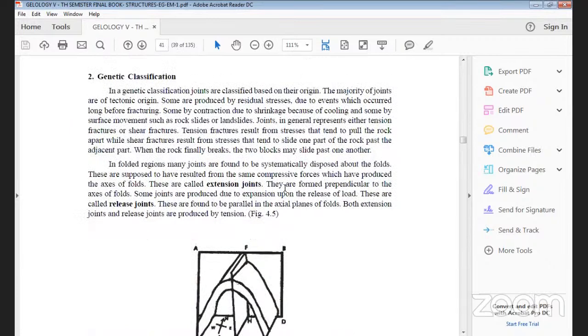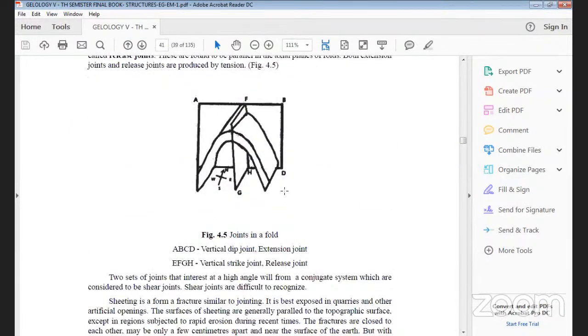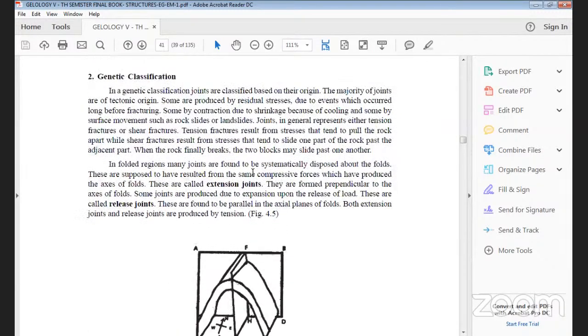Next one is the genetic classification. We see here the genetic classification. A, B, C, and G: the vertical one is a dip joint, and this one is an extension joint. E, F, G, H is a vertical strike joint. It's a release joint.